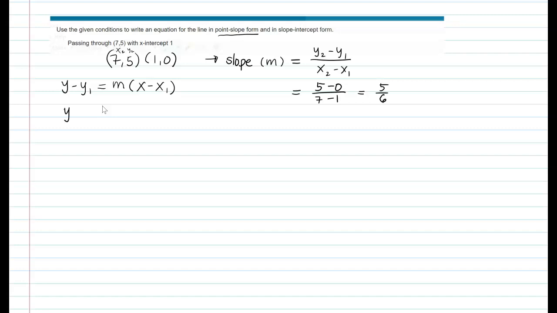We have y minus, now pick your y sub 1. If I let this be my x sub 1, y sub 1, or you could also use the other one, right? So in this case, I made this point here my x sub 1, y sub 1. So I'll just have y minus 0 equal to the slope that I got, m, 5 over 6, times x minus our x sub 1, which was 1. This is the point-slope form.